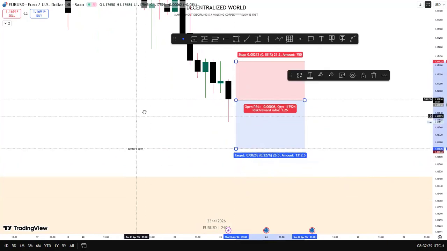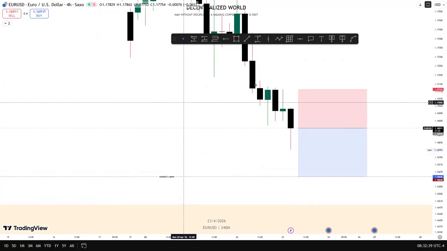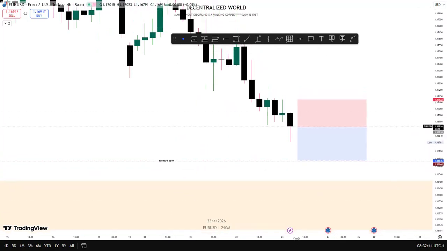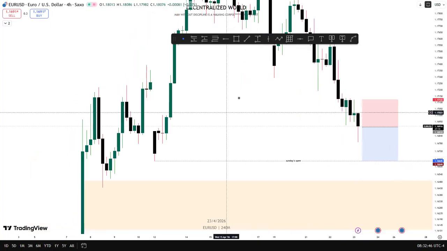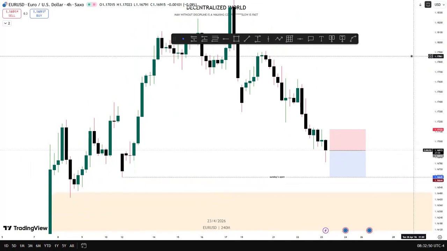Sunday's opening, because on the higher time frame it was the internal range liquidity, since the price had already taken out the external. So we are dropping down to the internal range liquidity. Do you understand? That's basically how the internal range liquidity and the external range liquidity work.